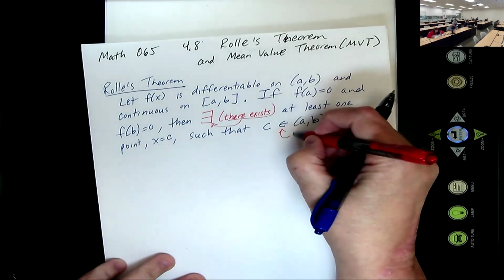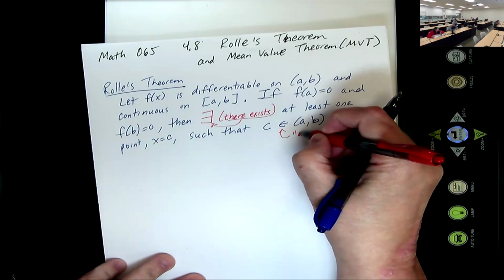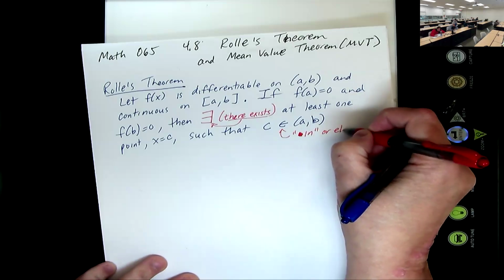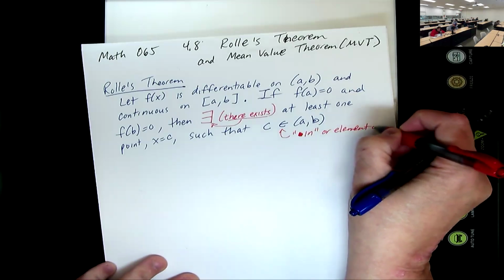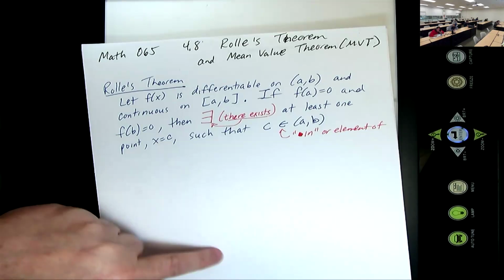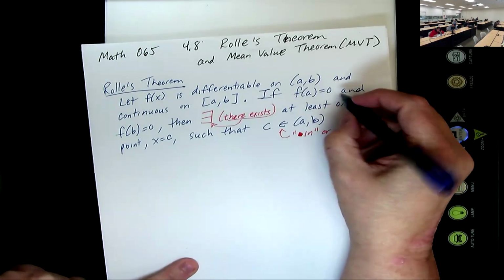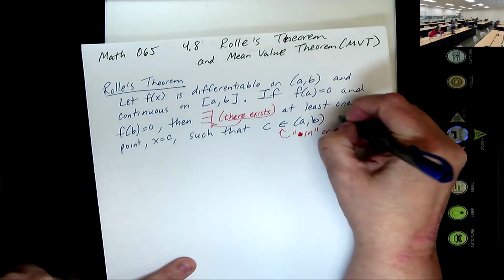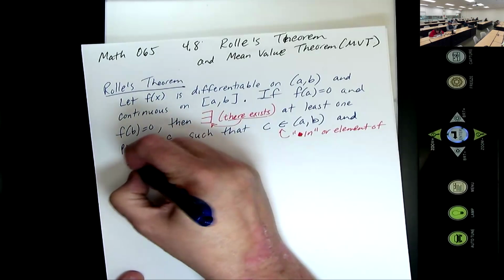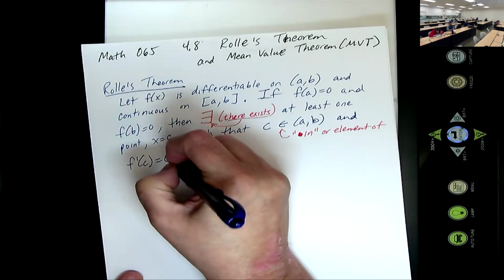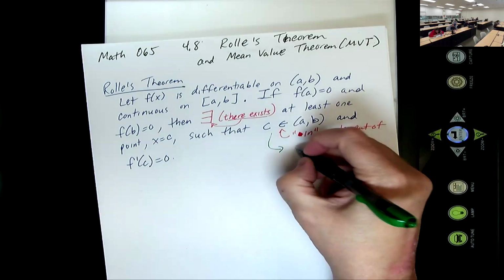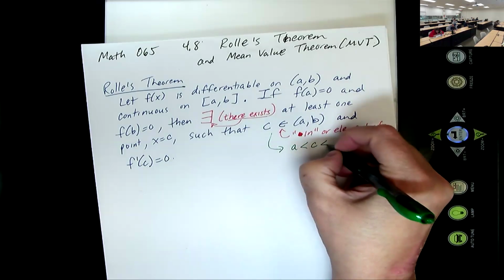This means in, or element of, depending on the notation. Here it's in. Such that C is inside AB and f prime of C equals 0. Another way of looking at this is A is less than C is less than B.